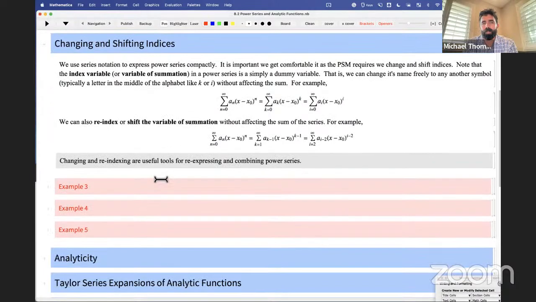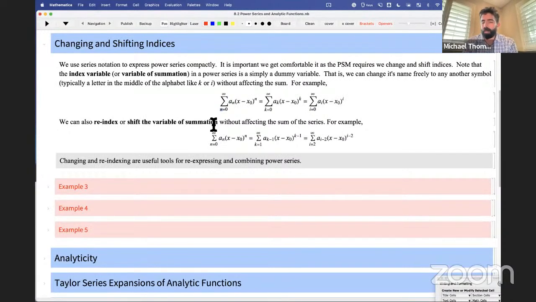I think so. We might have got through the first one, but let me just recap because this part's pretty important. The idea with changing and shifting indices, or reindexing, you could say, is that you can take a power series and change the index variable, or the variable of summation. For example, you can change the n's to k's, or the n's to i's. The variable of summation is a dummy variable, so it doesn't matter what you use.